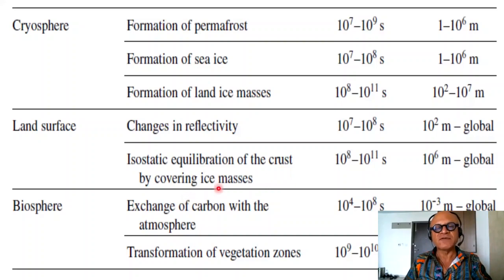Isostatic equilibration of the crust by covering ice masses. When a glacier grows, so much weight is put on the plate that it can be pushed down, and that can happen on 10 to the 8 to 10 to the 11 seconds, similar to the formation of land ice masses, and can be 10 to the 6 meters, so 1000 kilometers, to global.